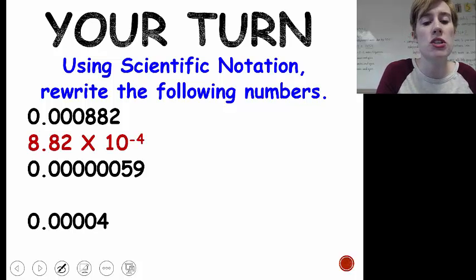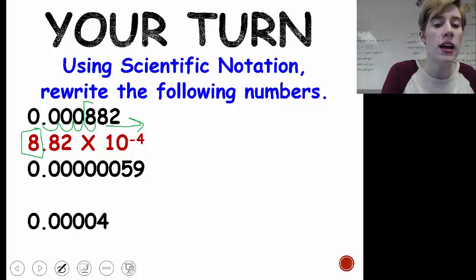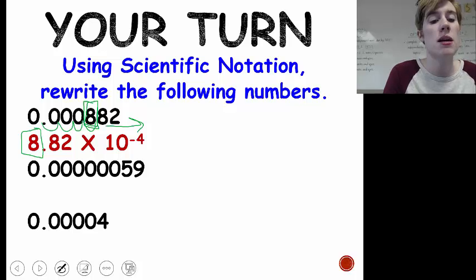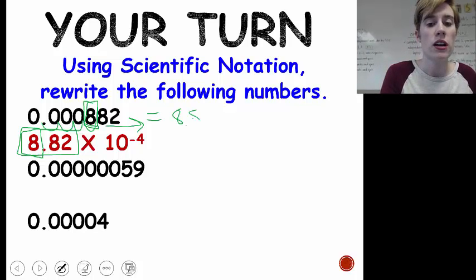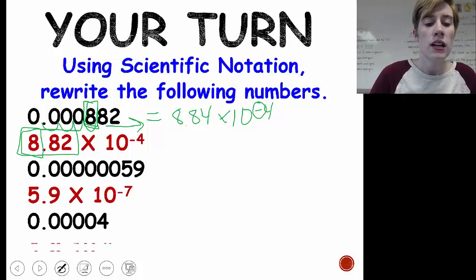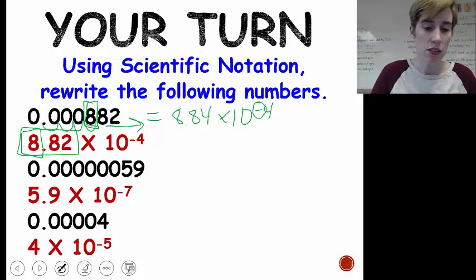Okay, the first one is 8.82 times 10 to the negative 4. Notice we only have one number to the left of the decimal, and I moved the decimal 1, 2, 3, 4 places, and I stopped there. We're not going all the way to the end. We only want one number to the left of the decimal, so we have to stop there. So I put negative 4 because this number, 8.82, is much bigger than my value. And so in order for these two to equal each other, I have to be multiplying it by a negative value. Okay, so smaller numbers, decimals, have negatives. Bigger numbers have positives. Here are your answers for the other two, 5.9 times 10 to the negative 7 and 4 times 10 to the negative 5.